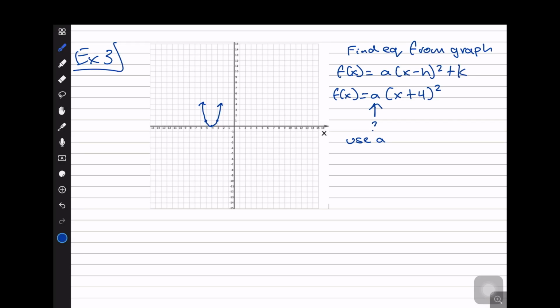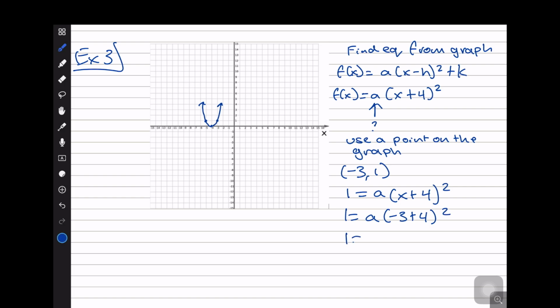But to make sure, let's use a point on our graph. So let's pick the point negative 3 comma 1, and let's plug that into the equation to solve for our slope. So we're going to have 1 equals a times (x plus 4) squared. Then we're going to plug in negative 3 for x. So we're going to have 1 equals a times 1 squared, which means that a equals 1. So our slope is 1. So our final answer becomes f of x equals (x plus 4) squared. And there you go. That's it.